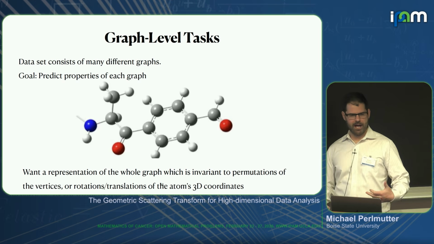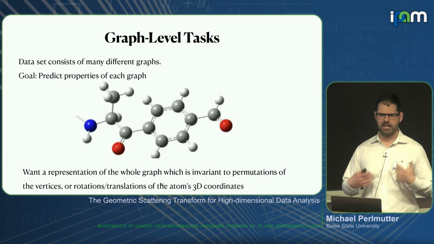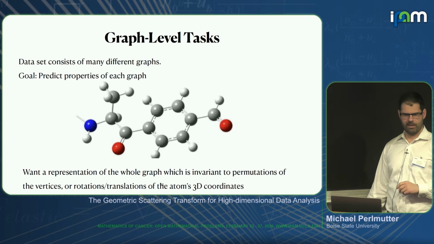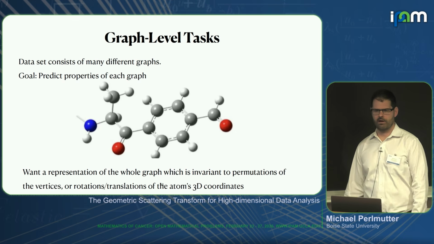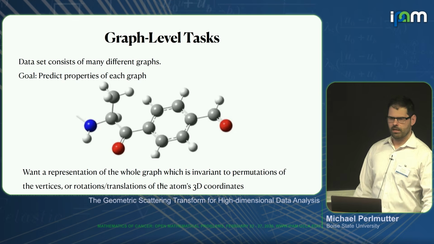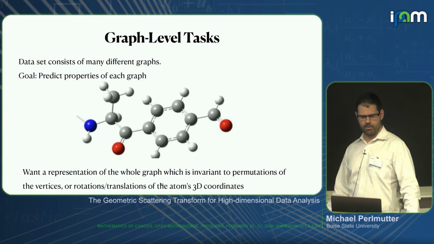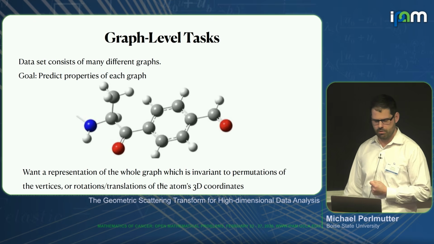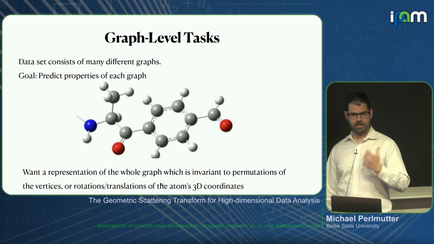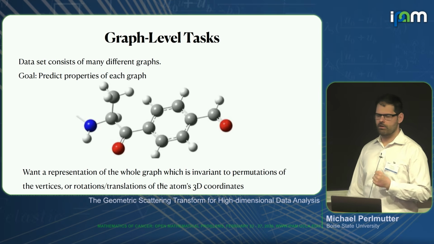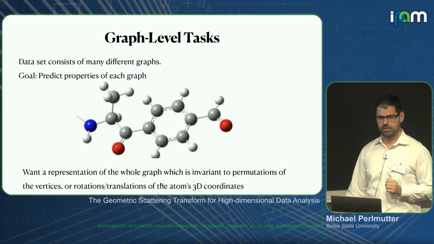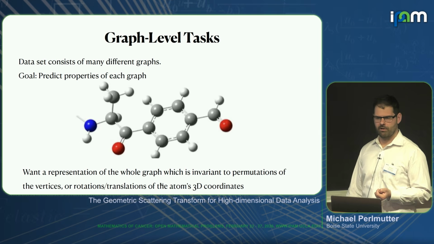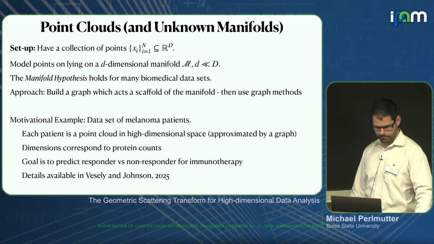Now, alternatively, there are graph-level tasks where you might have a data set, say, of many different molecular graphs, and you're trying to make predictions of, is this molecule related to non-small cell lung cancer or another disease? What are the chemical properties of these molecules? And so here you're going to want a hidden representation of the entire graph, which is going to be invariant to permutations of the vertices, and also to rotations or translations in physical space. So this can be thought of as the graph analog of are-the-eyes-open?